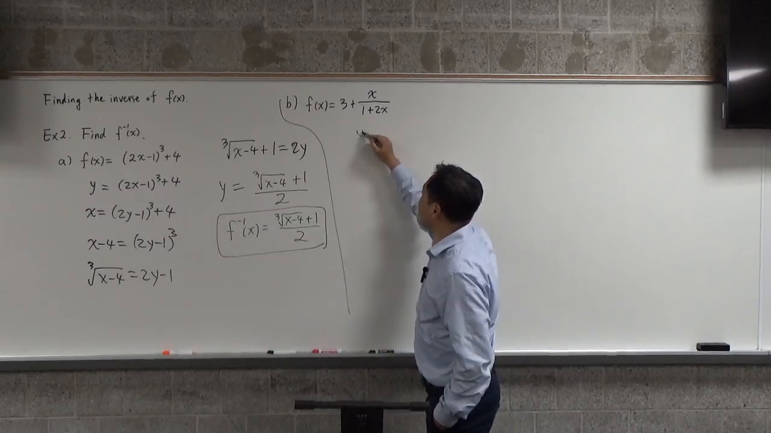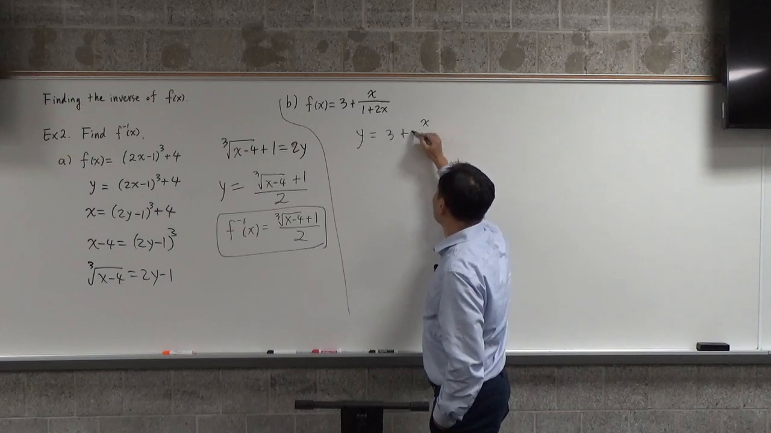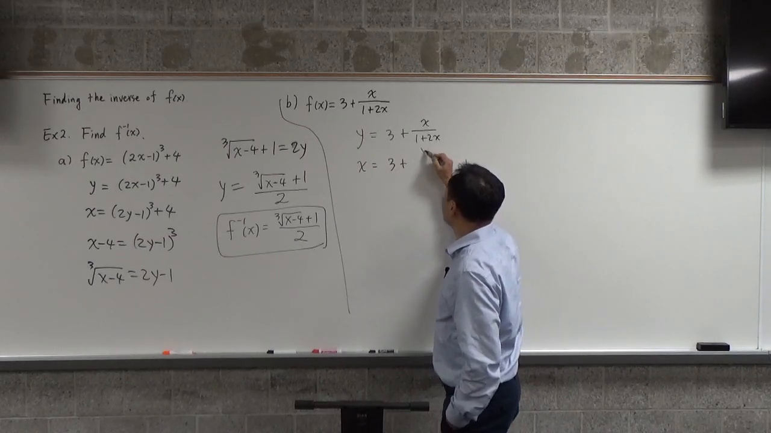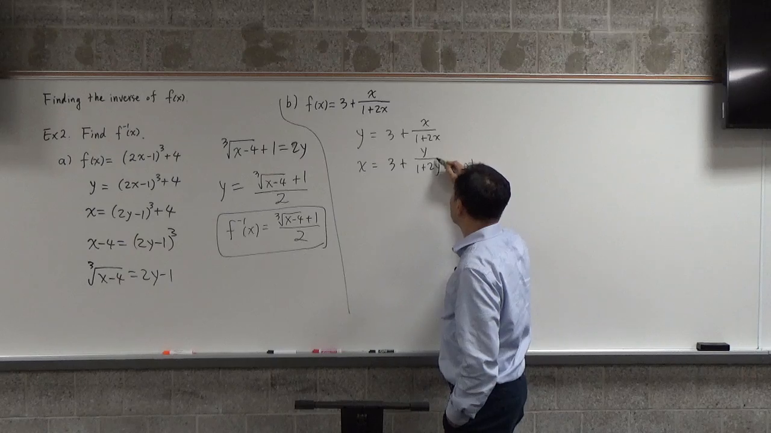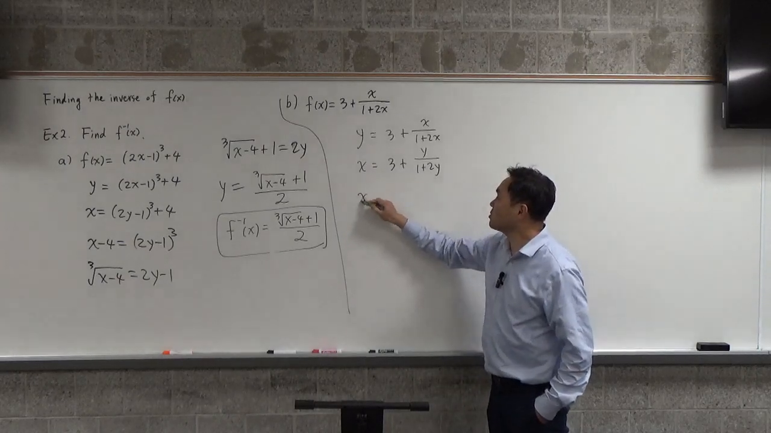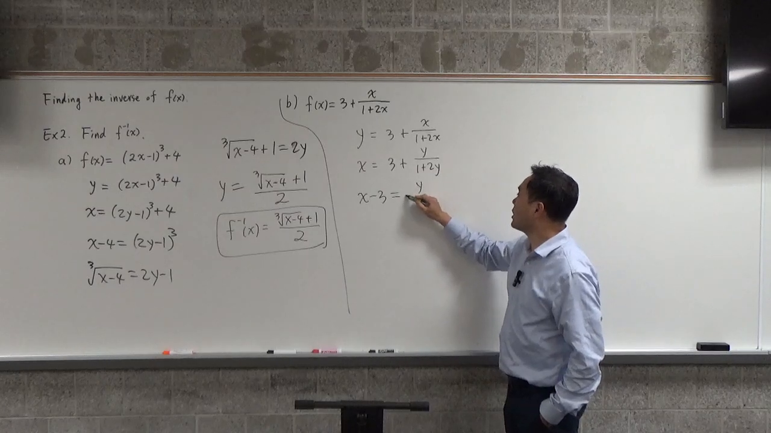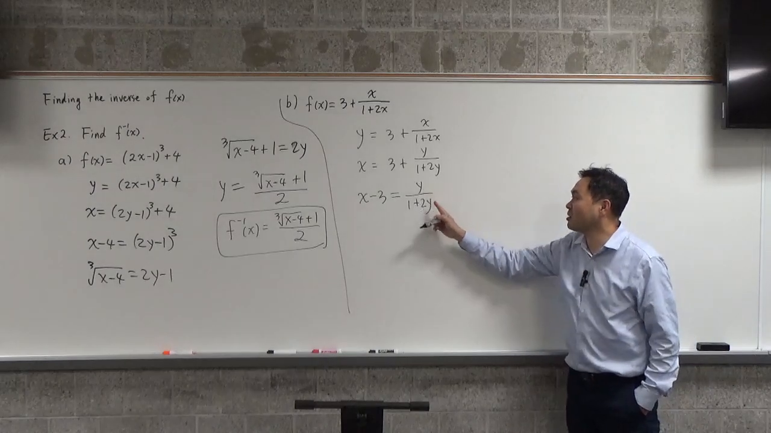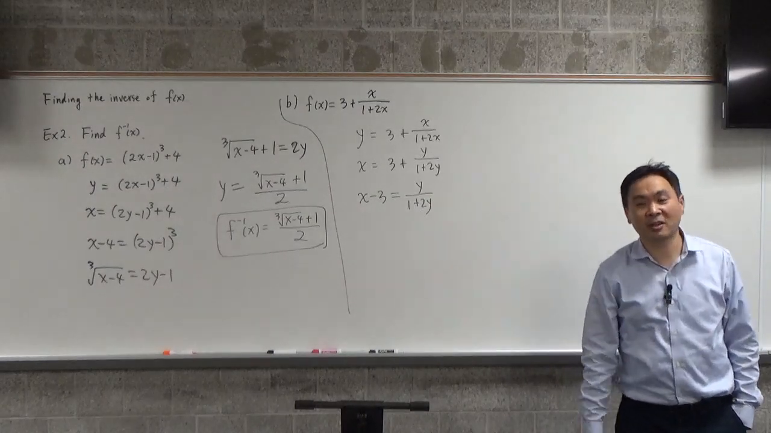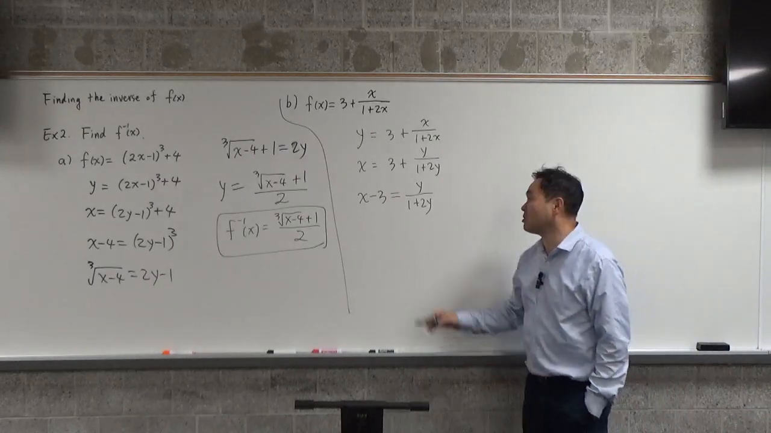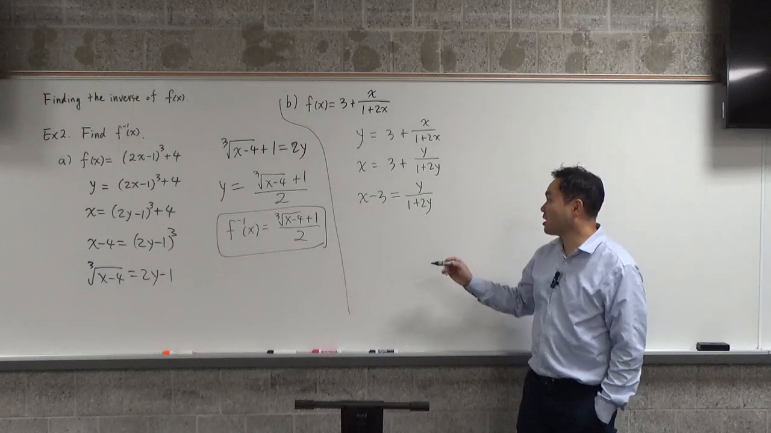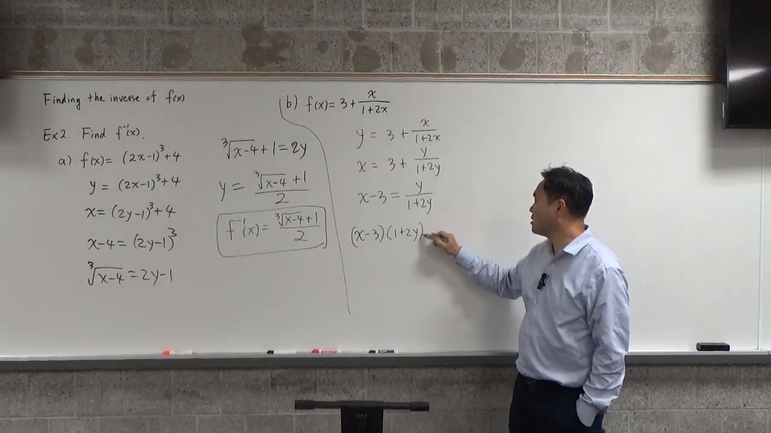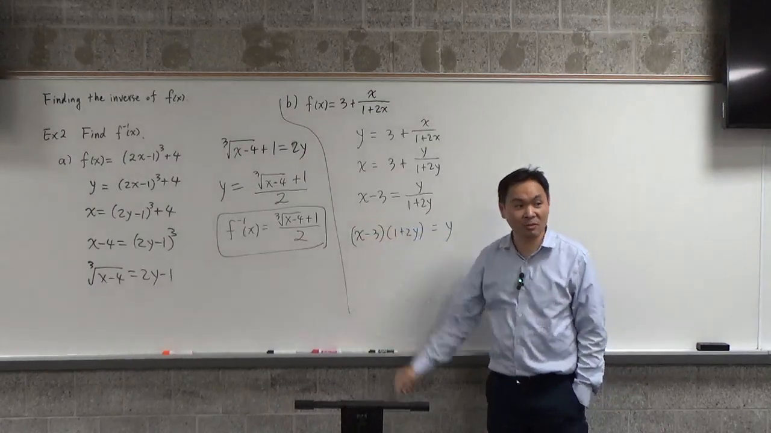Second question, you have y equals 3 plus x over 1 plus 2x. Put x instead of y. Put y instead of x. Okay, let's get rid of the 3. So it's x minus 3 equals y over 1 plus 2y. Oh, wait, but we have a problem. I see a y here, I see a y. So how do you solve in that case? Well, before we do anything, let's just get rid of the denominator. I don't like denominators, so x minus 3 times 1 plus 2y equals y. You multiply this to the other side, right?